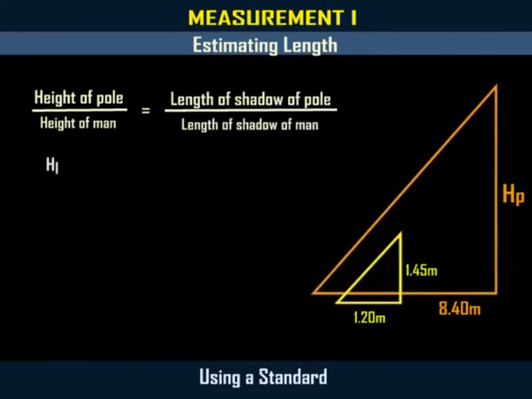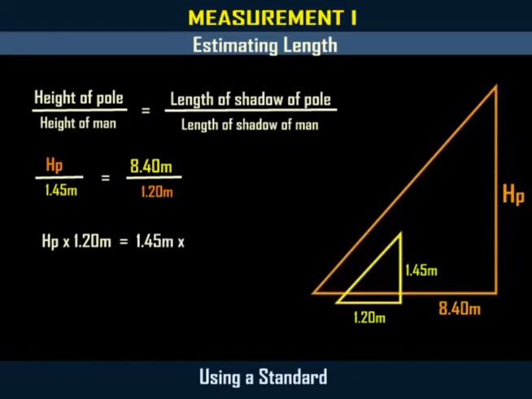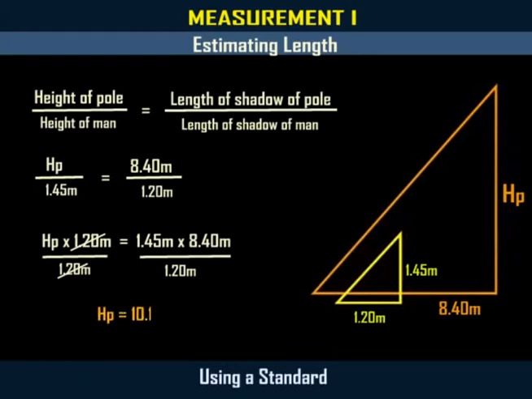So height of the pole over 1.45 meters is equal to 8.40 meters over 1.2 meters. We cross multiply. Height of the pole times 1.2 meters is equal to 1.45 meters times 8.40 meters. We divide both sides by 1.2 meters and we get the height of the pole is equal to 10.15 meters.